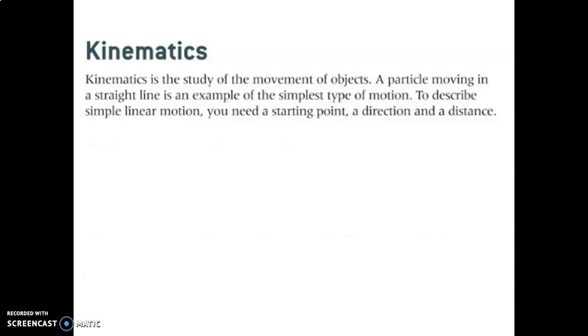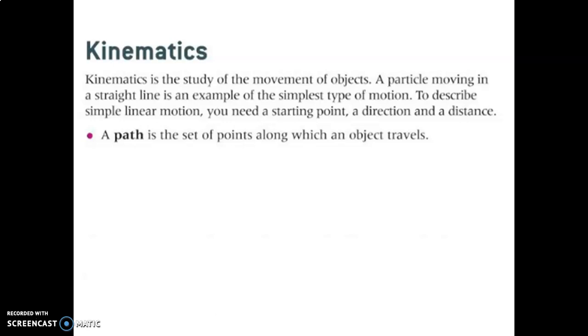A particle moving in a straight line is an example of the simplest type of motion, and that's what we'll deal with in our lesson here. We won't do anything more complex than linear motion. To describe simple linear motion, you need a starting point, a direction, and a distance.